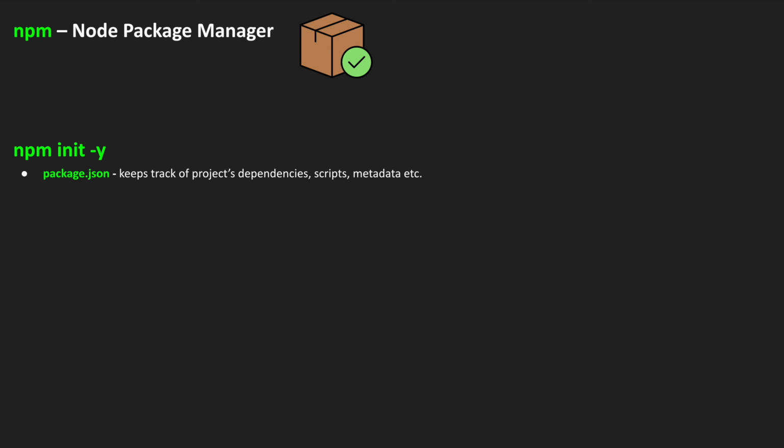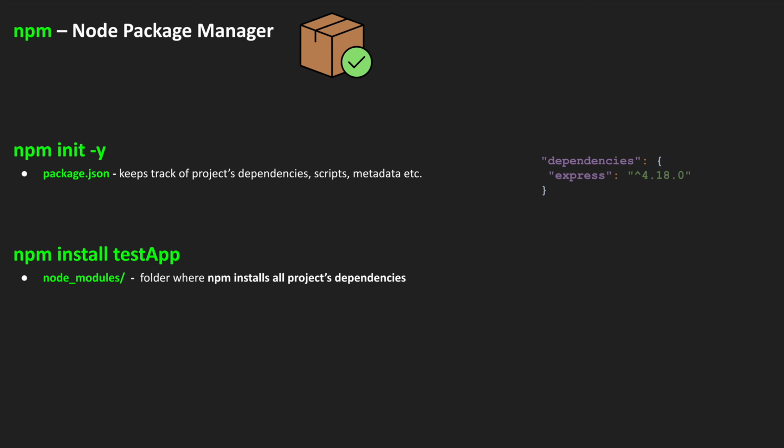So what it does is it creates a package.json for us, and it keeps track of the project's dependencies, scripts, metadata, etc. The next one that we have is npm install test-app. So what it does is we are installing our app, right? We are starting our project. In this case, it creates a folder, node_modules, where we are storing our actual dependencies, libraries, and so on. And the next one, it creates a package-lock.json.